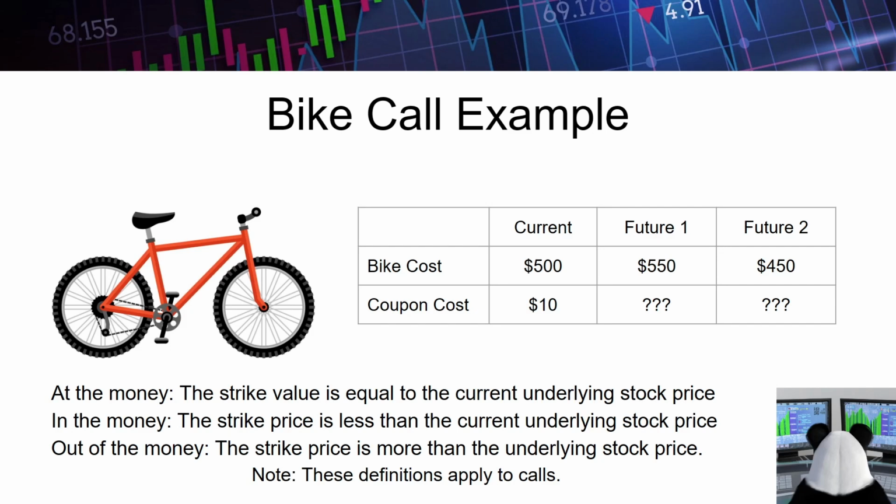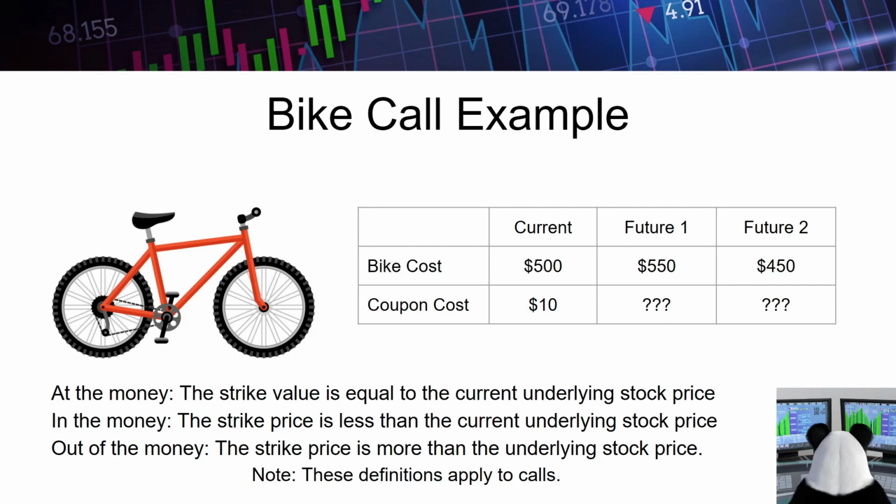However, another scenario might play out, where a new supplier can get parts for cheaper and the cost of the bike actually drops. Let's say at a point, we will call this future 2, the bike is selling for $450. The coupon is now out of the money, as using the coupon would have you paying more than the bike is worth. How much could you sell the coupon for now? Probably not very much. Maybe you could list it on eBay for $1 or so.